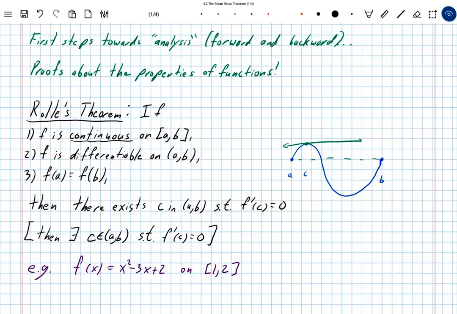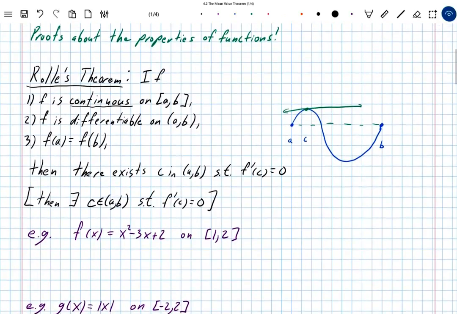In other words, this big backwards E is the math symbol for "there exists." This other looking E thing is "in," so it's set notation: c is in this set from a to b. S.T. is an abbreviation for "such that," and then f prime of c equals 0. That's not going to be on any test that I give, but it's nice to see these things before you actually need them. Okay, let's do an example of Rolle's theorem.